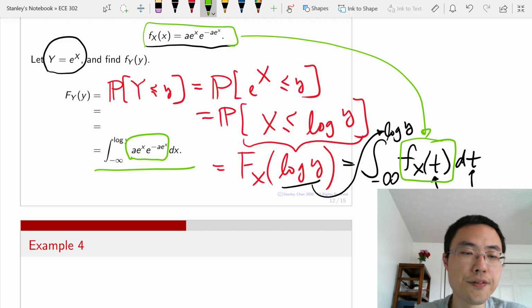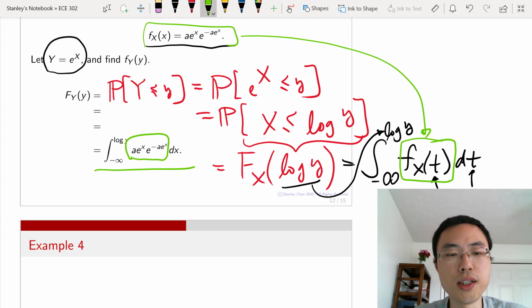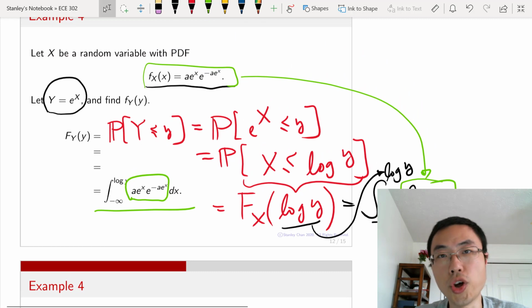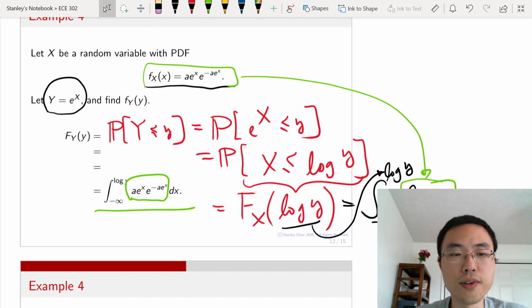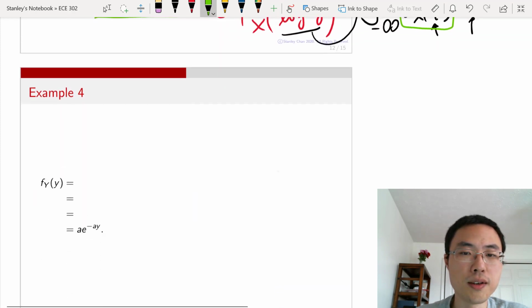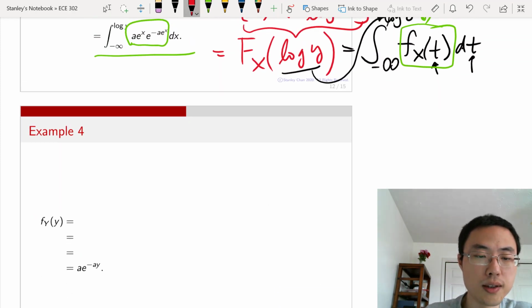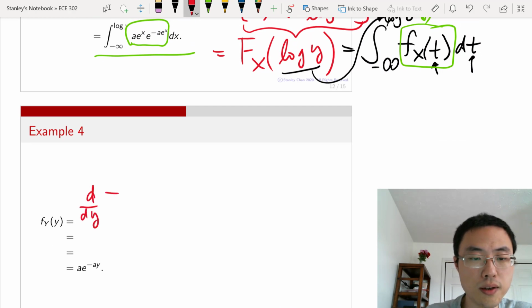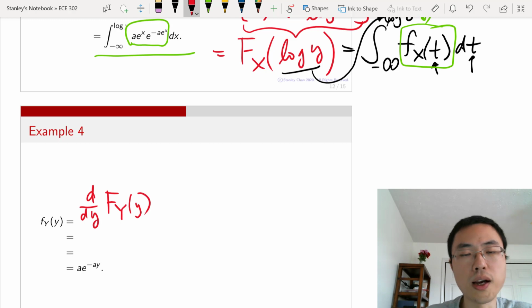Now, of course, I have not computed this integral, and I have not given you a closed form expression of my F_Y. But that's fine, because the problem is not asking you to find the CDF of Y. The question is asking you to find the PDF of Y. So how do we find the PDF of Y? Well, the PDF of Y is the derivative d/dy of your F_Y of y.